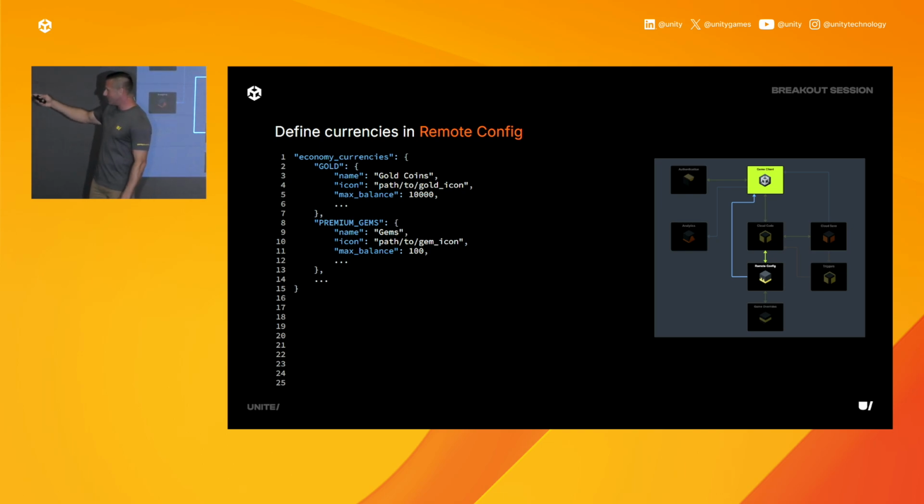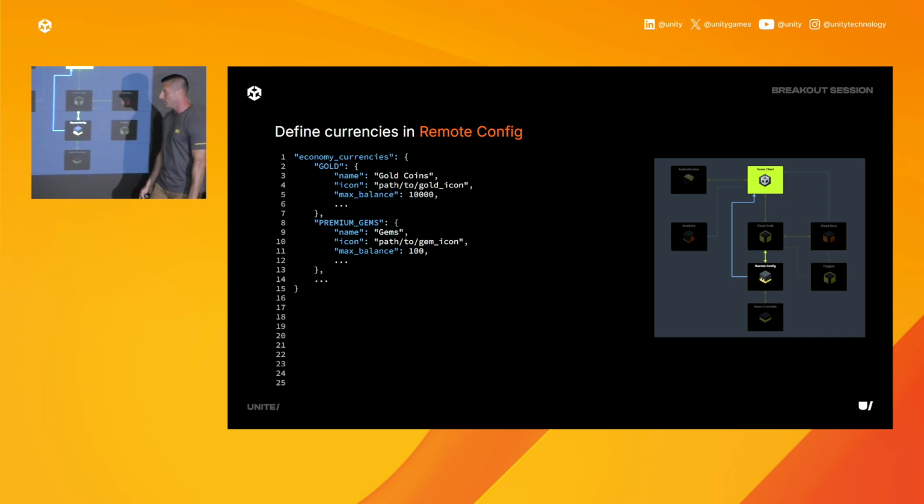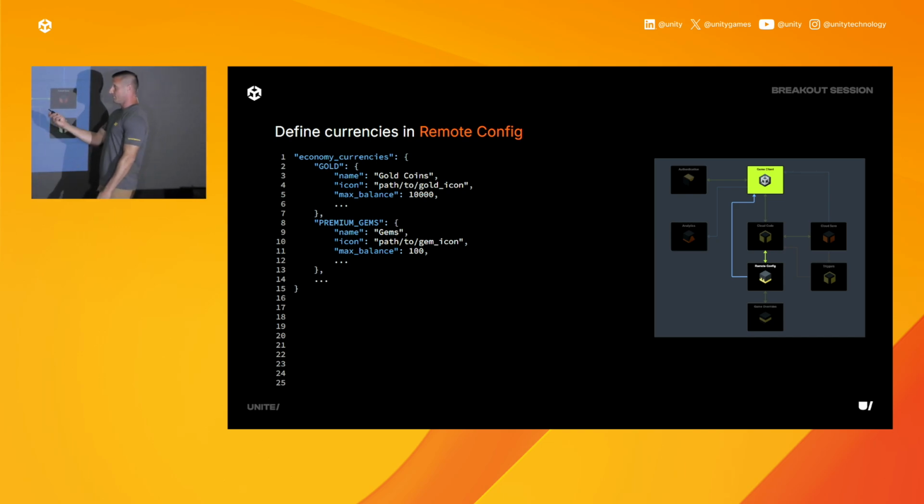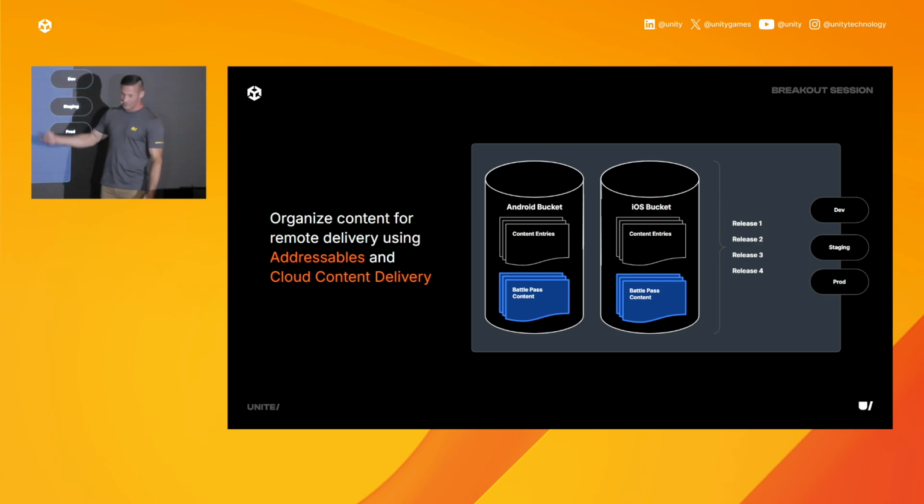It's pretty straightforward. We give them some names, some balances, some maximum balances. And then you might define some icons, where you're saying, here's the path to this icon that we're going to use at runtime. The reason this is really useful is because you can use something like addressables and cloud content delivery to then update that on demand.